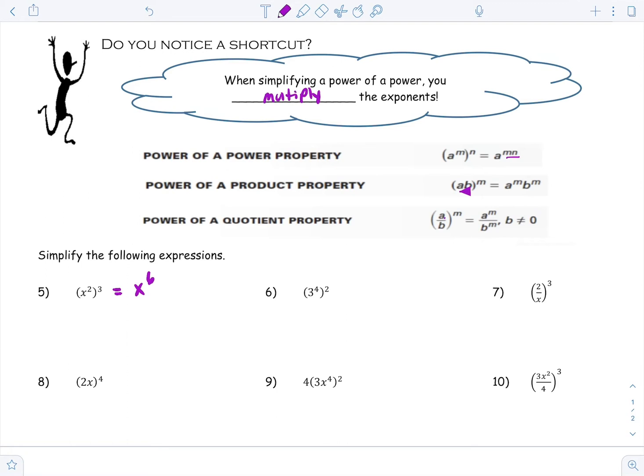Number 6, we can do the same thing. Notice that this is an example of the first power of a power property as well. So instead of saying 3 to the 4th times 3 to the 4th, we can just do 4 times 2, which is 8. So this is 3 to the 8.